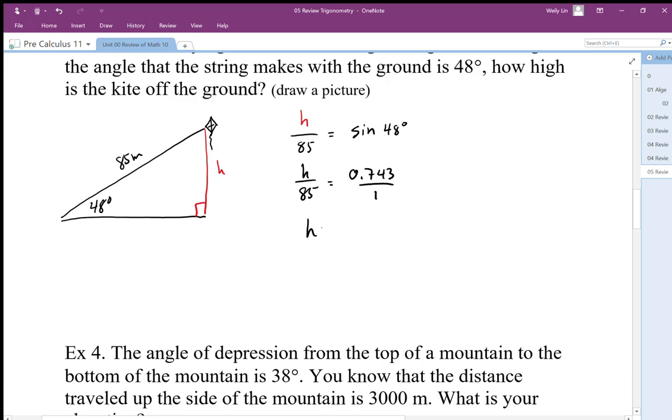And when I solve for h, I just multiply both sides by 85, and I get a height of 63.2 meters. Okay, that seems about right. This ratio should give me an angle of about 48 degrees. That looks about right.